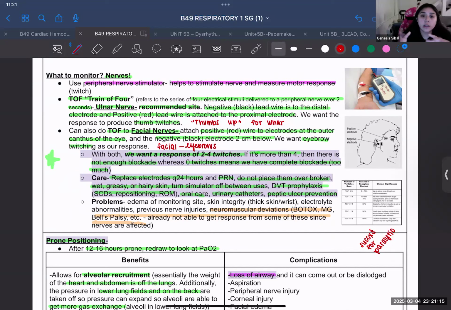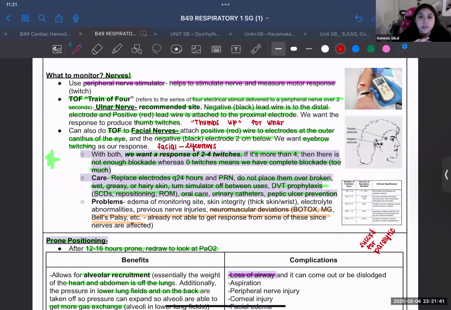So the ulnar one is more of a recommended site, and that makes sense. You don't want to just start with their face first. You'd rather just do the ulnar, right, in the hand. So you have 2 different leads and 2 different wires. One of them's positive, one of them's negative. The positive one is red, the negative one is black. So I just think about it like black is more of a neutral color, neutral, negative. So that's kind of how I think about it.